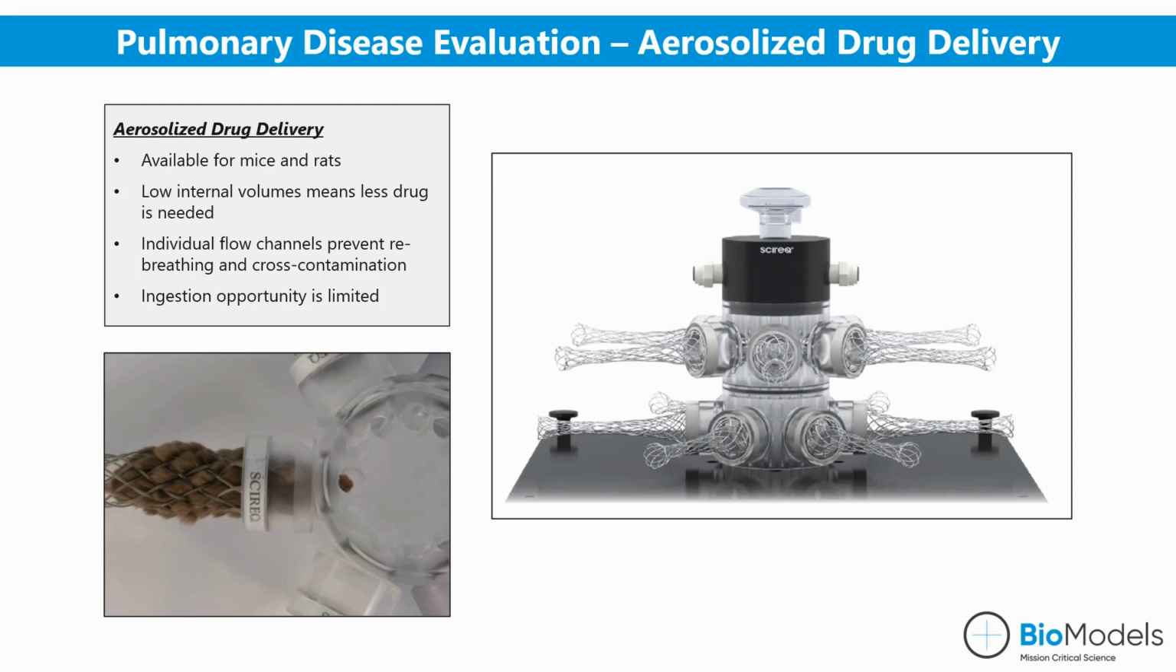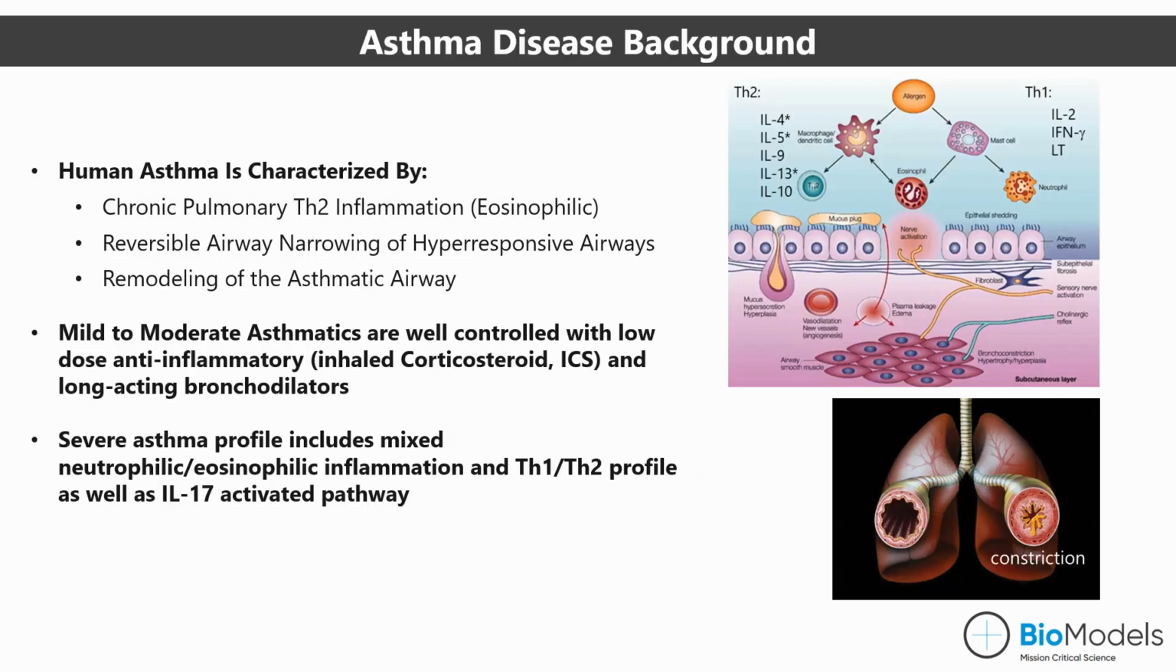So I'd first like to give a little background on asthma. Asthma is a chronic pulmonary Th2-driven disease. In this disease, we see airway narrowing and remodeling of the airways. While mild and moderate asthma is well controlled with current treatments, more severe disease has more of a challenge in treatment. Severe asthma profiles are often characterized as a mixed neutrophilic, eosinophilic asthma, and in these, we see that Th1, 2, and 17 pathways are all activated.